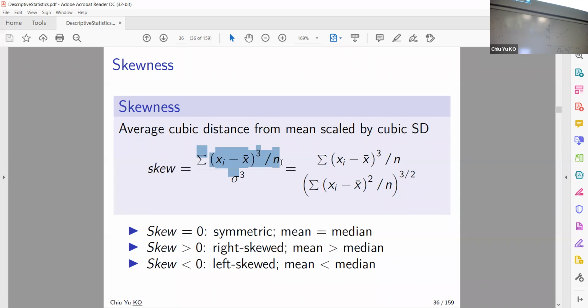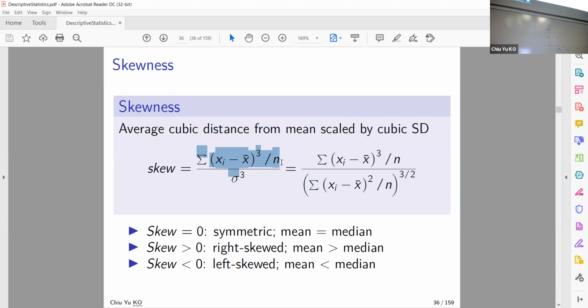And then you notice why we have to divide the denominator by the standard deviation. It's because we only want to measure how skewed the data is, whether it's more left or right. You don't want it to be affected by the variability of the data. We only want to measure that. That's why I scale it back down a little bit.